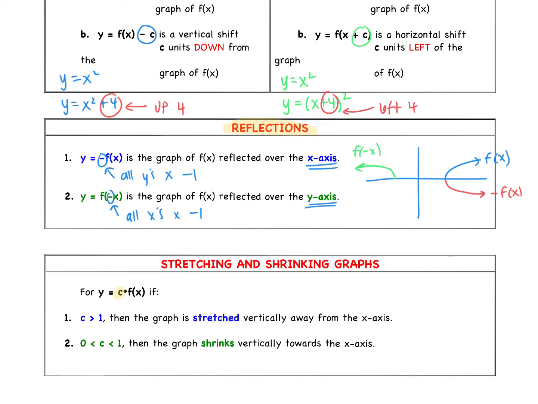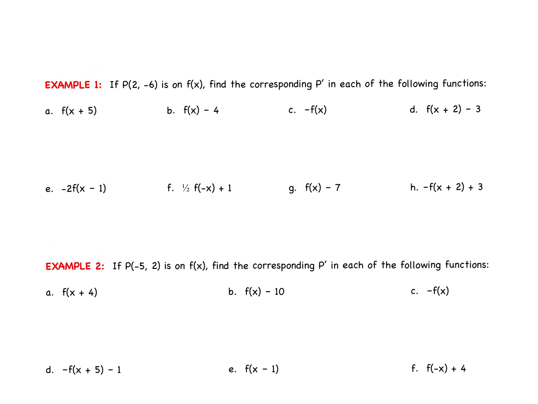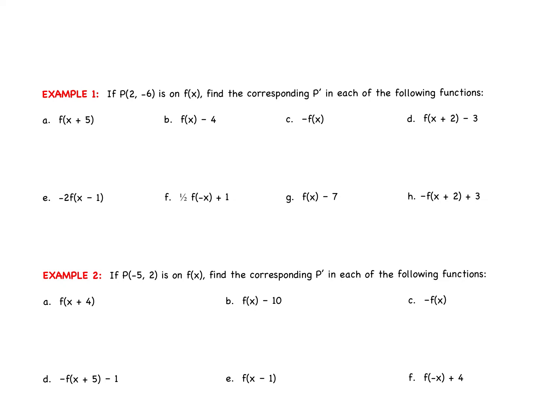Okay. I think if we just jump into some examples, we'll get a little bit of a better idea of how this is going to look. Example 1 is basically one type of problem that you're going to see. You have some point (2, -6) on f of x. We're finding the corresponding point on the following functions. There are 3 main ideas you need to know. These are the 3 rules that are going to guide how you do this.